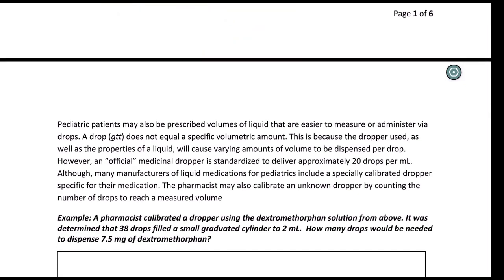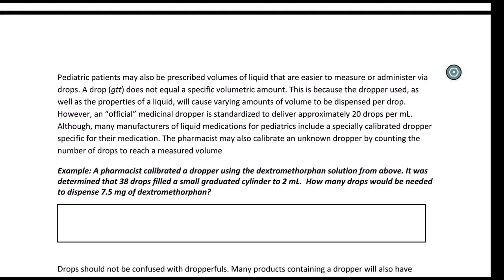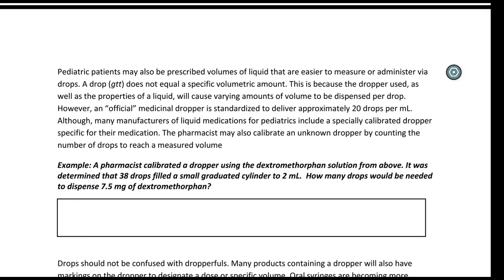There are some things that are dosed by drops. It's not that common anymore, but we'll see things that are dosed by drops, and we also will make formulations, and a lot of times the ingredients that we're going to be doing in compounding for flavoring and things like that might be dosed by a number of drops. You'll also see drops with eye drops.